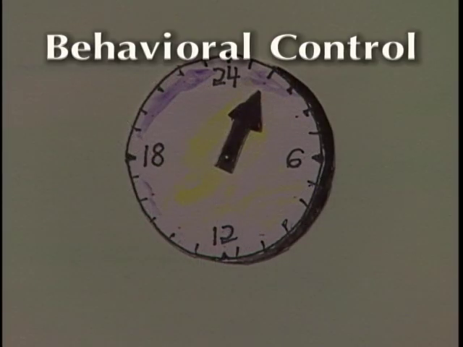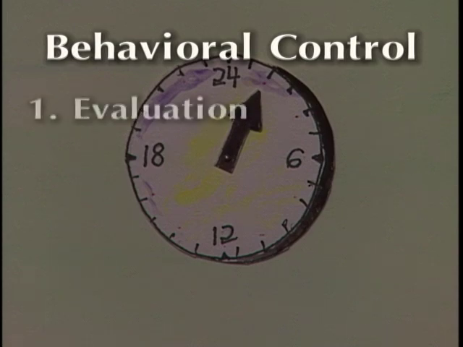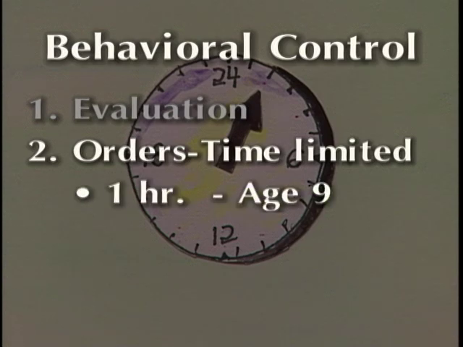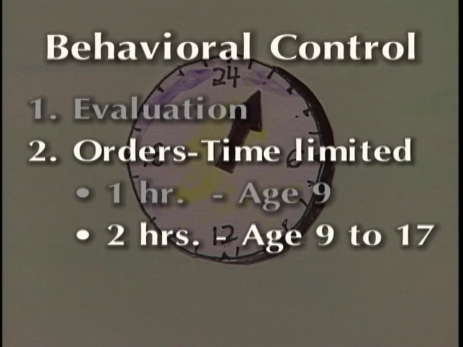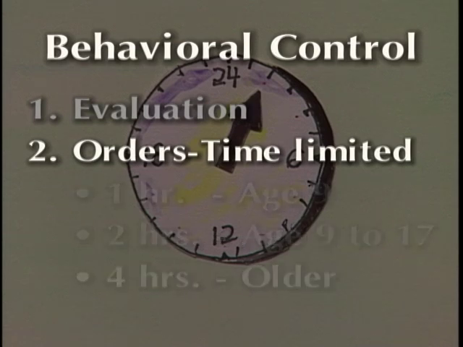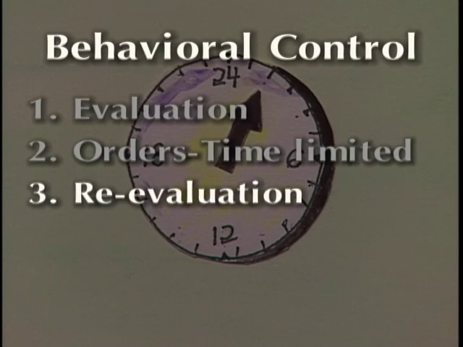Again, remember, these 3 rules apply to behavioral restraints. The patient must be evaluated face-to-face within the set time after restraints are applied. Orders must be time-limited based upon age: 1 hour for children under 9, 2 hours for children 9 to 17, and 4 hours for older patients. A new order and re-evaluation of the patient is required after a time period specified by policy.